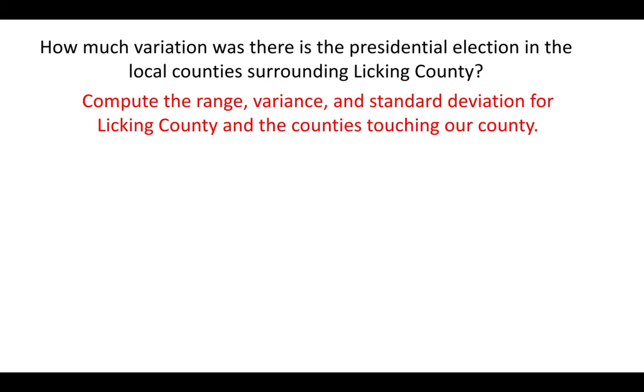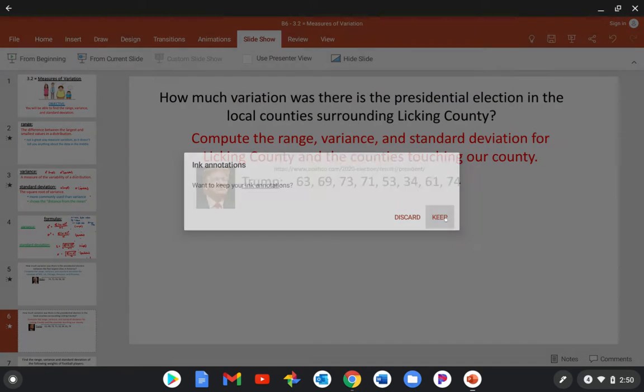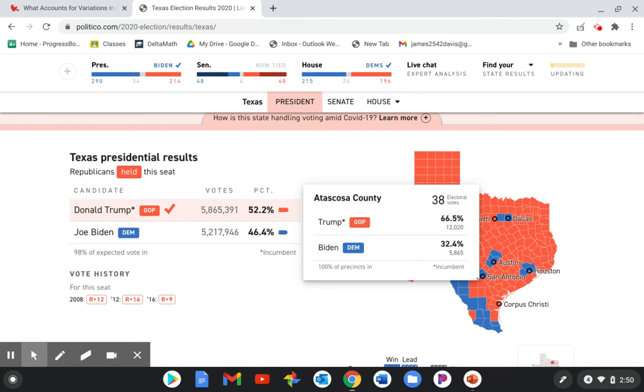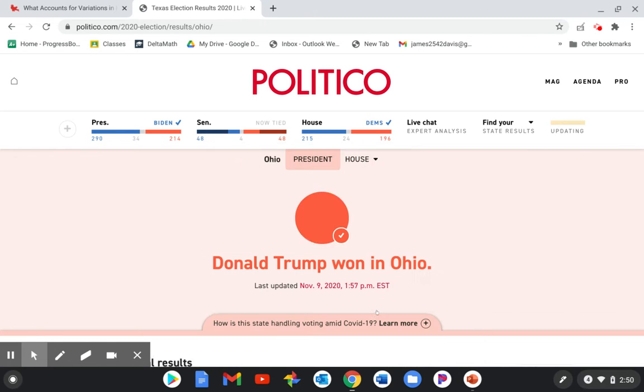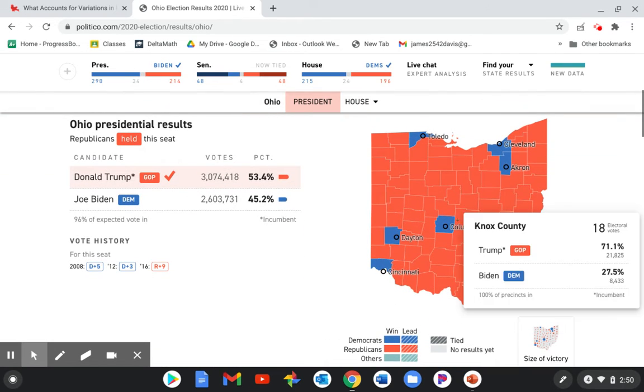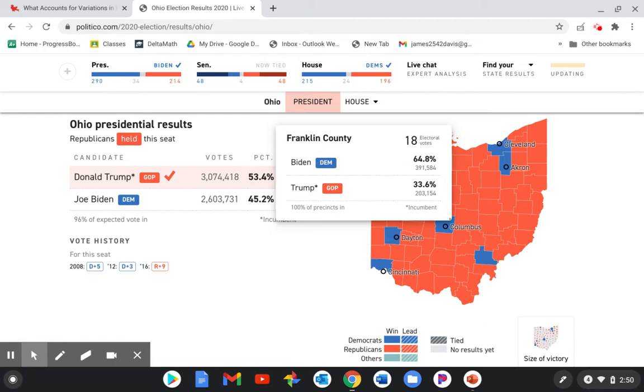All right, so let's look at another example. And this one we'll look at actually some more local results, the local counties surrounding Licking County. As you do know, Trump won Ohio, but if we were to take a look more locally, let's see what happened here. Let's switch to Ohio. So here we are in Licking County. Trump got 63% of the vote in Licking County and Biden got 35%. And you can see actually most of the counties around us were red as well.